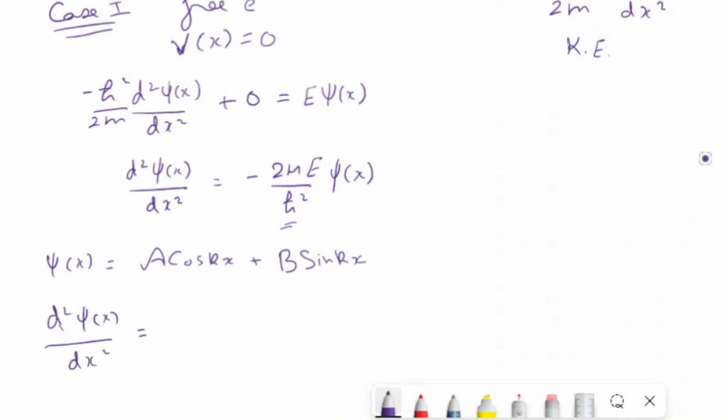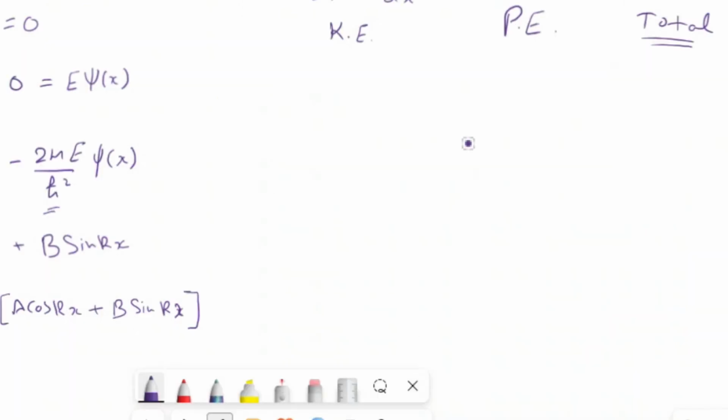minus k square times a cos k x plus b sine k x. So it will be d square phi of x on d x square equal to minus k square phi of x. Right?